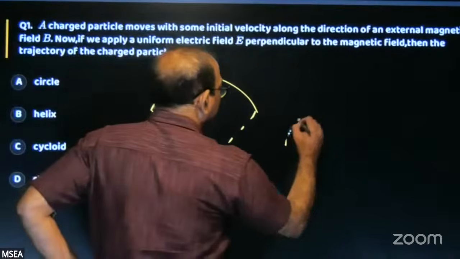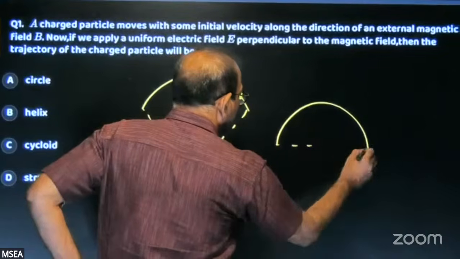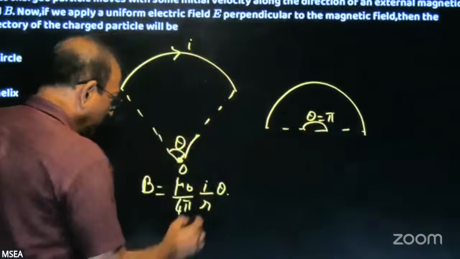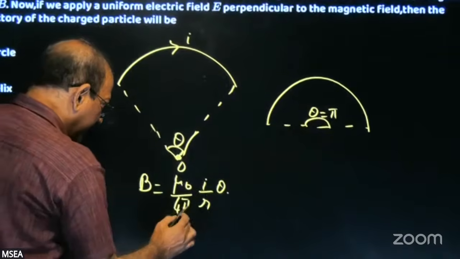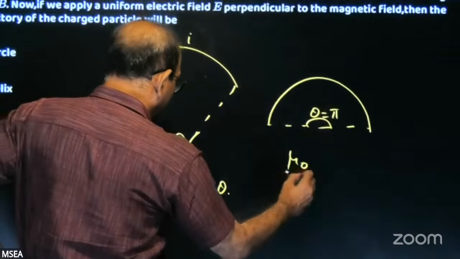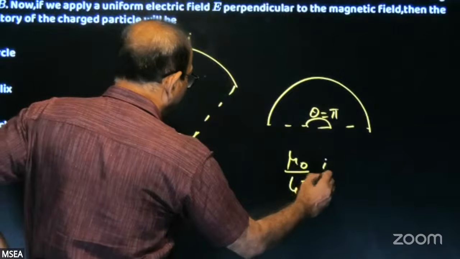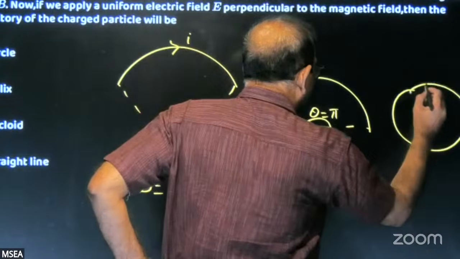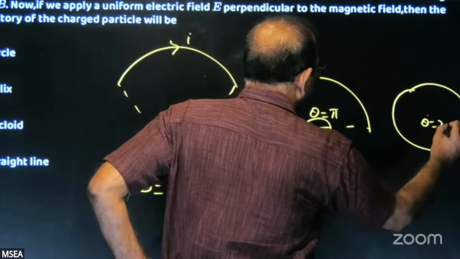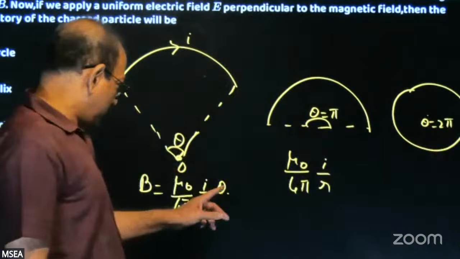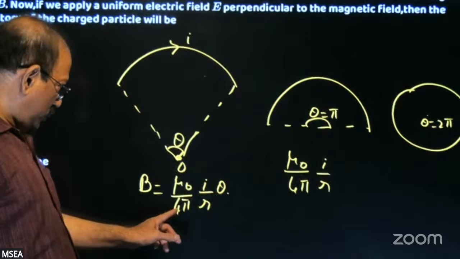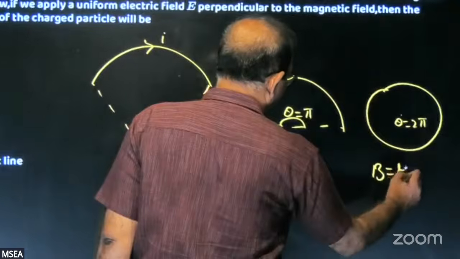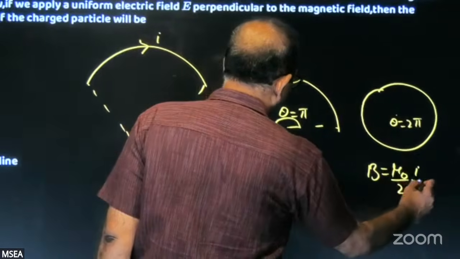Suppose it is a semicircle. How much angle does it make? Pi radian. Here one pi will cancel. You will get B equal to mu naught by 4 into I by R. Suppose it is a circular loop, then the angle will be 2 pi. So here 2 cancels, and you'll get B equal to mu naught by 2 into I by R. Pi will not be there.